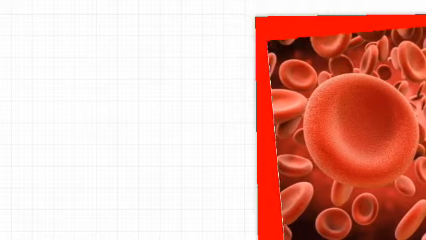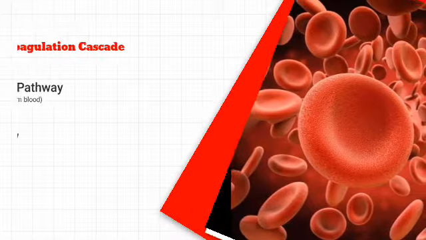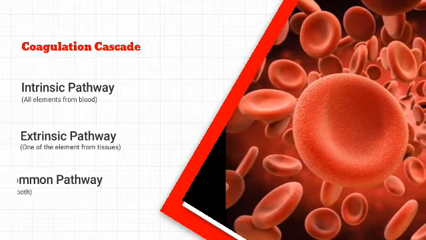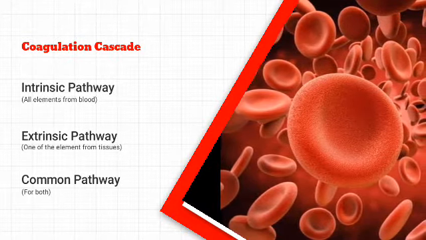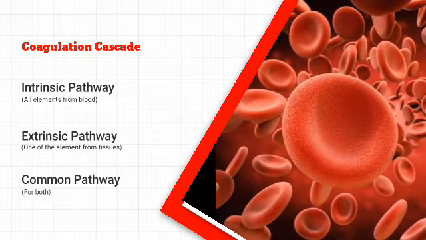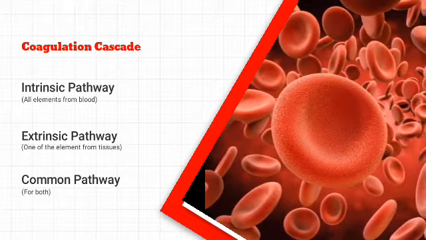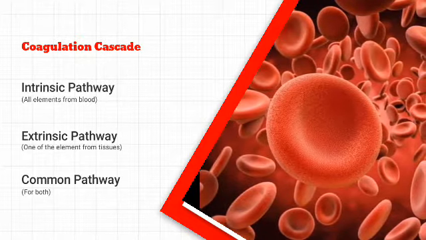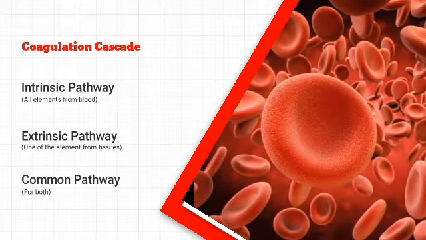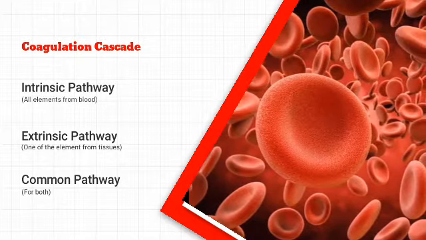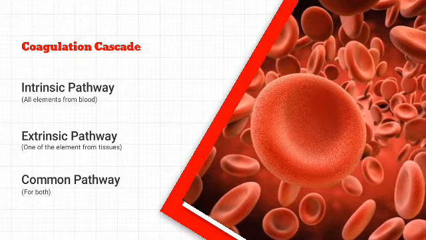Blood coagulation is brought about by mainly two mechanisms: one, the intrinsic pathway, and two, the extrinsic pathway. And also there is a pathway that is common for both, called the common pathway. In case of the intrinsic pathway, all the elements are coming from the blood itself. But in case of the extrinsic pathway, one of the factors is coming from the surrounding tissues.